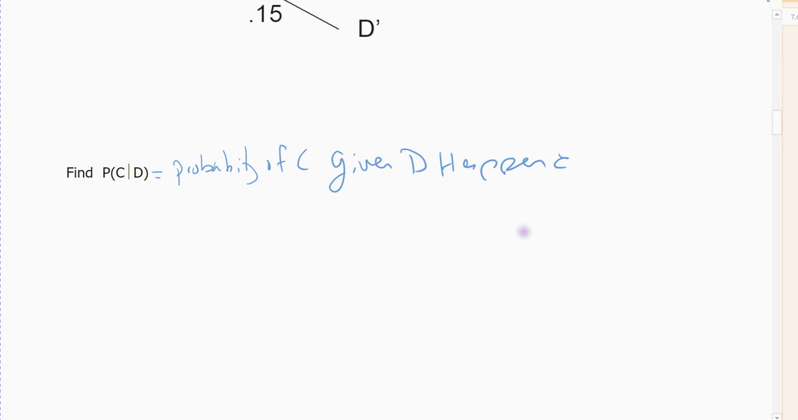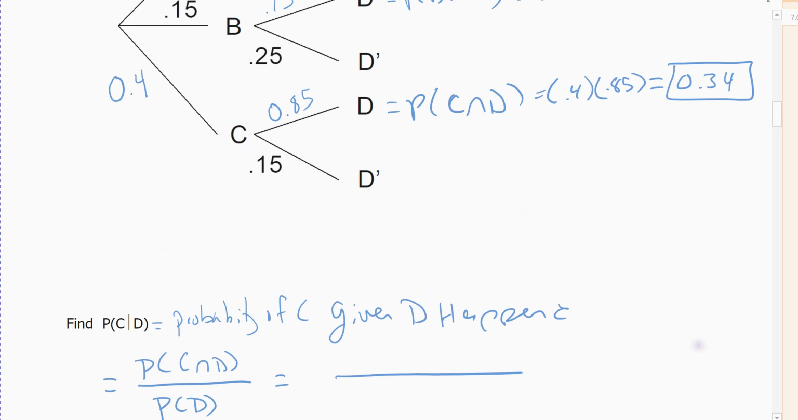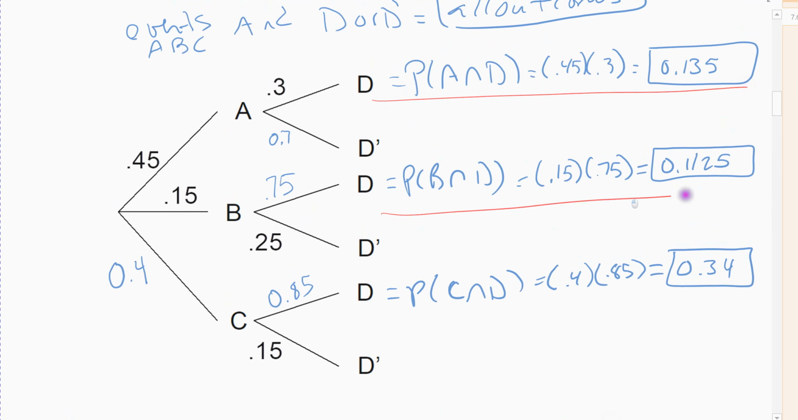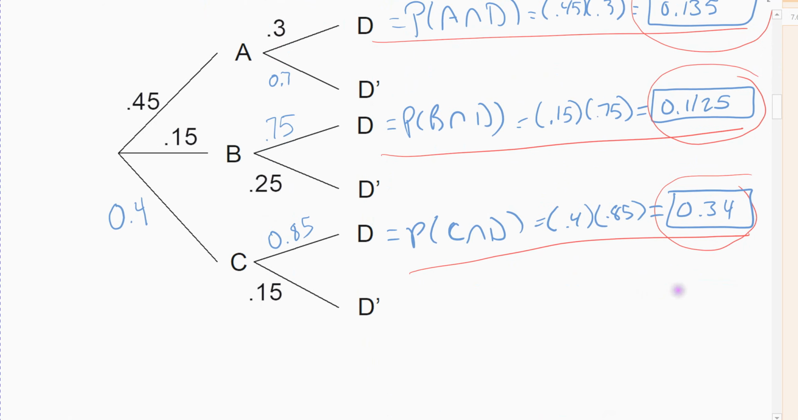Alright, so it's a conditional, and it's not one of the conditionals on the tree, and so the formula would be, again, you divide by your given, what's the probability of D? Up top is the and statement, what's the probability C and D happen? And I needed the tree to get me there. The probability of D are all of the outcomes that end in D, right? These are all of the ways D can happen. And so I add up these three events to find the probability of D.